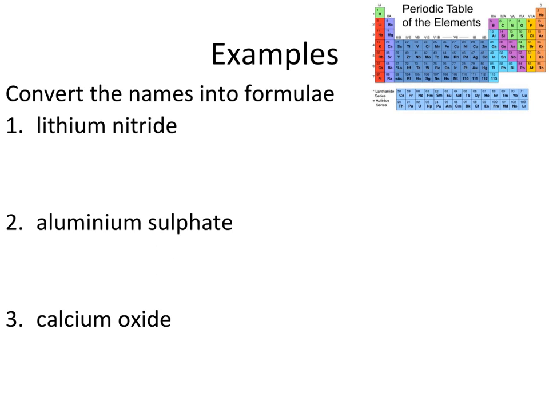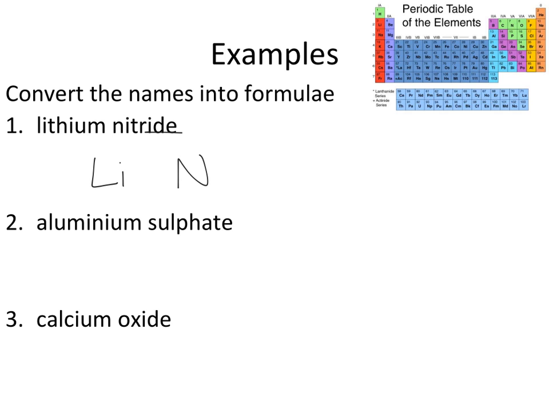So in this case, let's do some examples. Here we have lithium and nitride, lithium nitride. So the first one is lithium, okay, and the symbol for lithium is Li. Okay. The symbol for nitrogen is N. Now it's "ide," which means that it's just a regular element, not "ate." It's not nitrate.